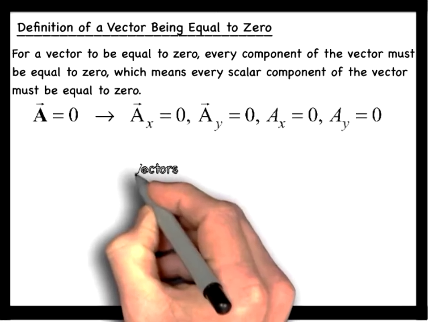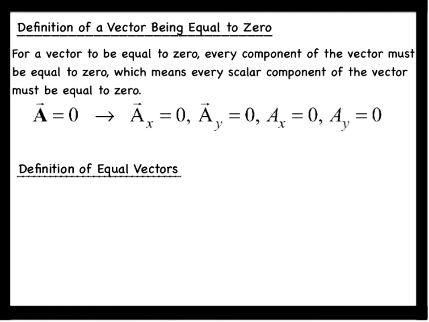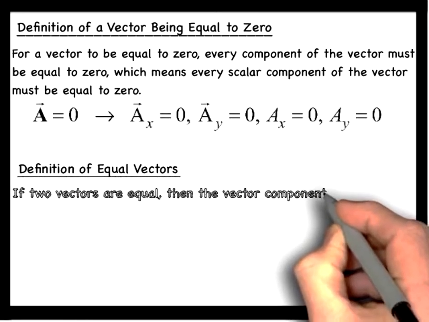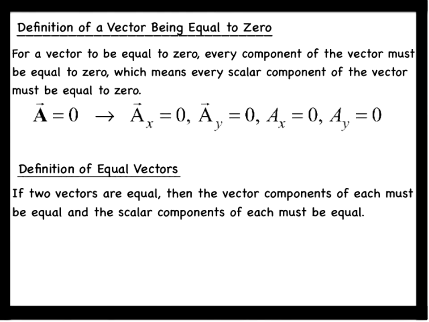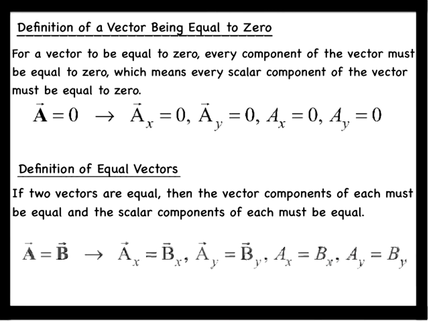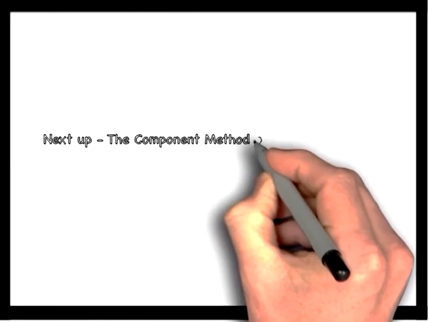Second, if two vectors are equal, then the vector components of each must be equal and the scalar components of each must be equal. For example, vector A will be equal to vector B if and only if vector A sub x is equal to vector B sub x, and the scalar components A sub x and A sub y are equal to the scalar components B sub x and B sub y respectively. Now that we have seen how to resolve a vector into its components, let's see how we can use this to add vectors.